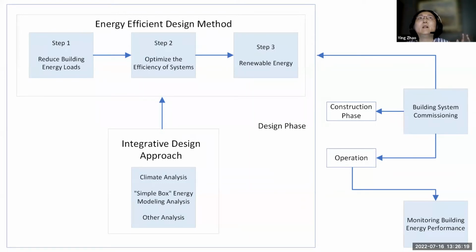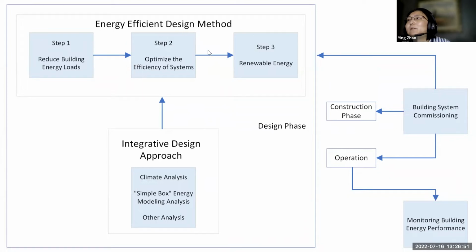We minimize the energy use of the building, and then we think about applying renewable energy. That's the last step to optimize the energy performance of the building. And then in the next part of the section, we will also talk about the integrative design approach to achieve energy efficient design.